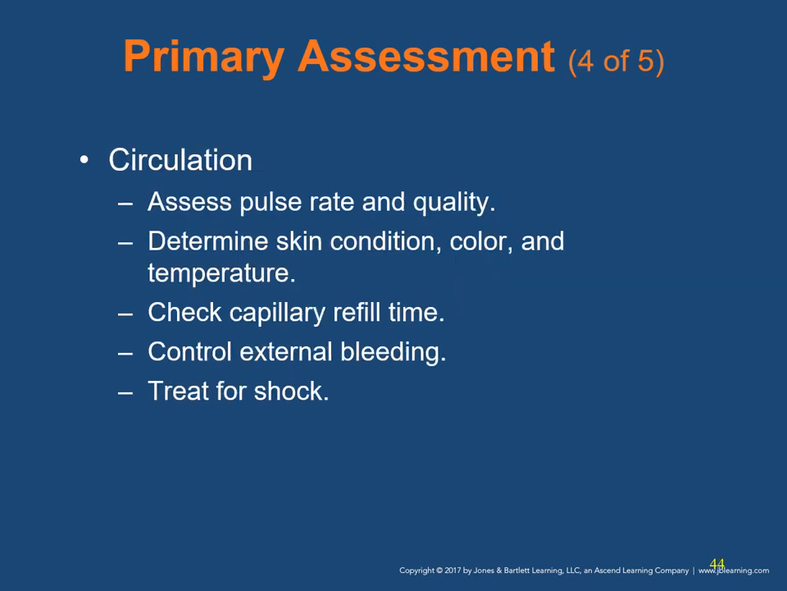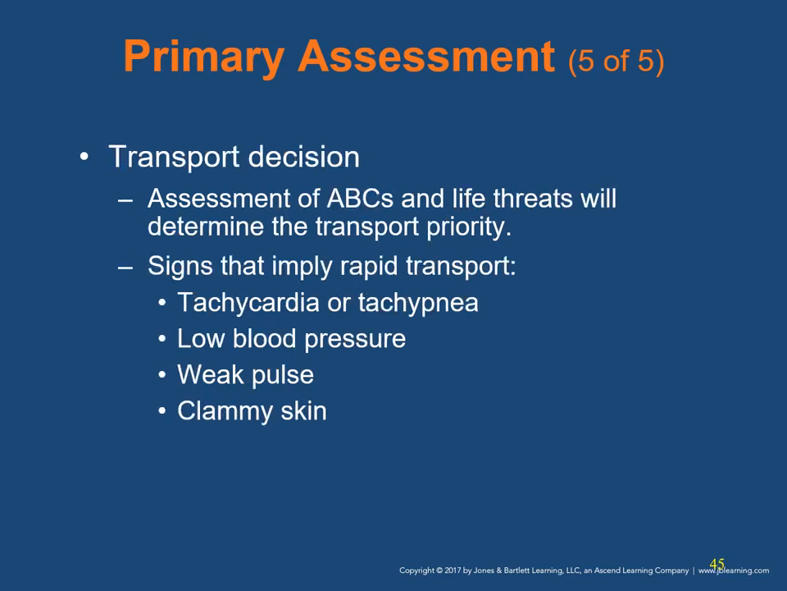Circulation. Assess pulse rate and quality. Determine skin condition, color, and temperature. Check capillary refill time. Control external bleeding. Treat for shock. Apply oxygen, improve circulation, and maintain a normal body temperature. Transport decision. Assessment of ABCs and life threats will determine the transport priority. Patients who may have significant bleeding will quickly become unstable. Signs that imply the need for rapid transport include tachycardia, tachypnea, low blood pressure, weak pulse, and clammy skin.